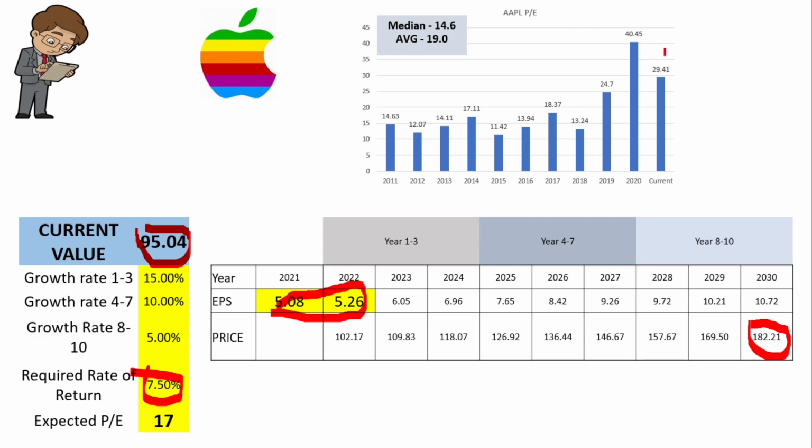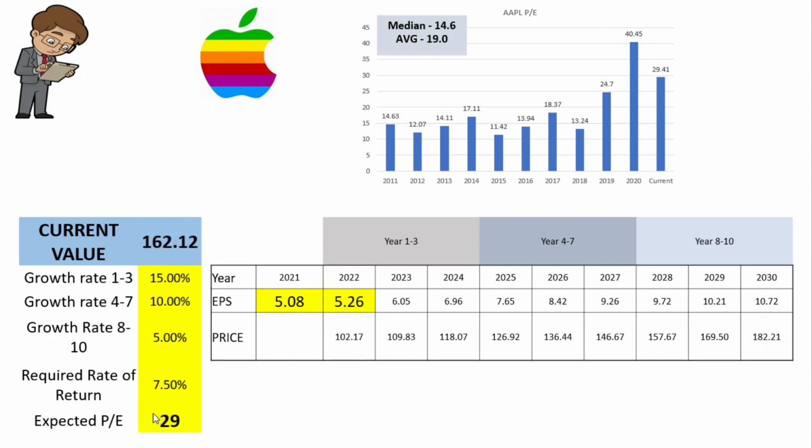Well, let's try and use the current price to earning ratio. Instead of 17, let's switch it to 29. Whoops, abracadabra. Now if we use 29, we come up with a current value of $162. This is $30 above the current market price. Should we run and buy Apple stock? Well, you have to make your own decision regarding that.